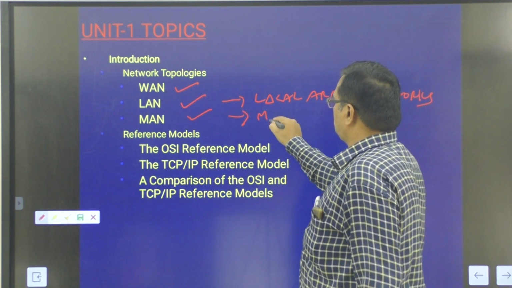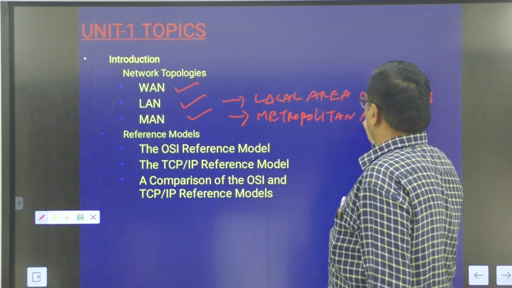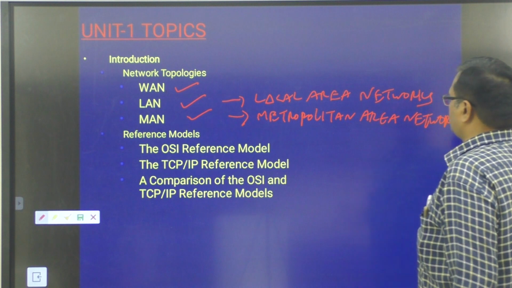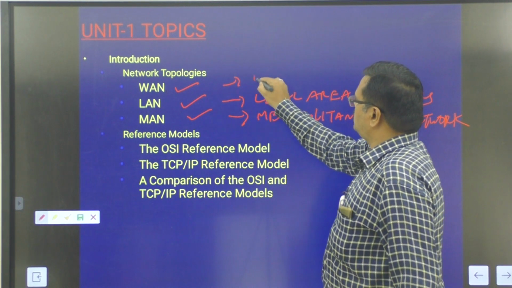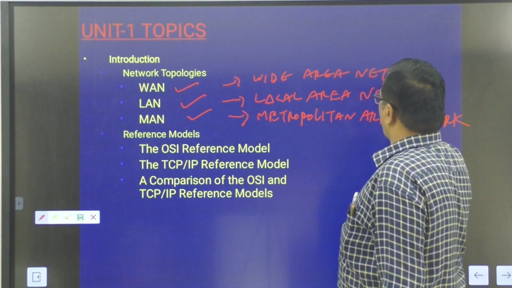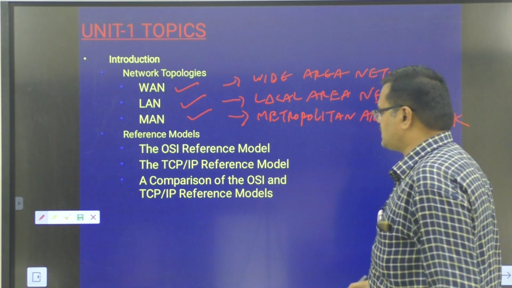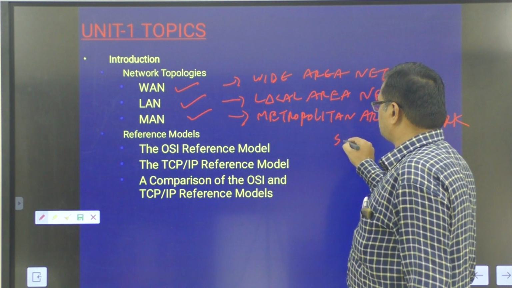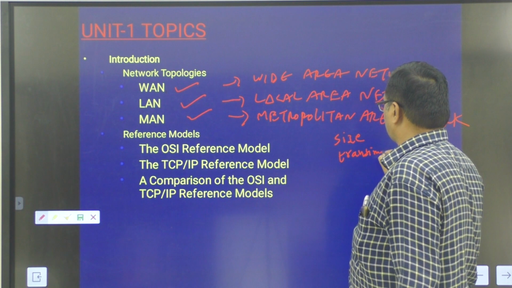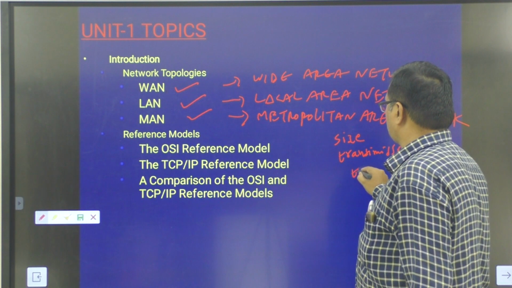MAN, metropolitan area network. WAN, wide area network. So how are these classified? These are classified based upon the size and transmission and topology. Okay, these are the three ways.